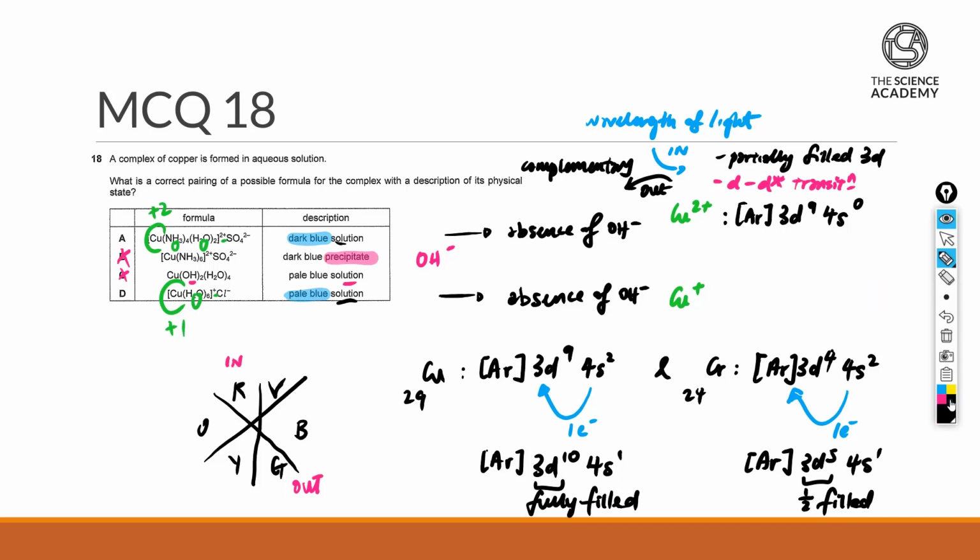But if you take a look at your Cu+, the configuration is actually argon 3d10. And in this case here, this is a fully filled 3d subshell. And it being a fully filled 3d subshell means that there is actually no d-d excited transition, and this complex itself should have been colorless instead, without any color, because no light is taken in and no complementary is actually given out. So D is incorrect and A is the correct answer for this question.